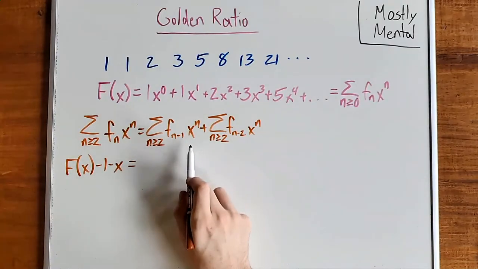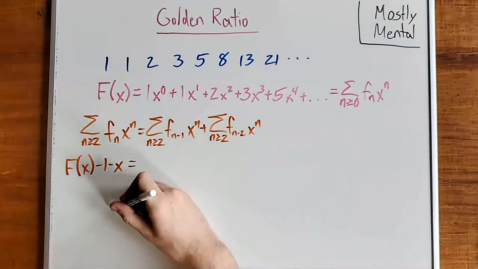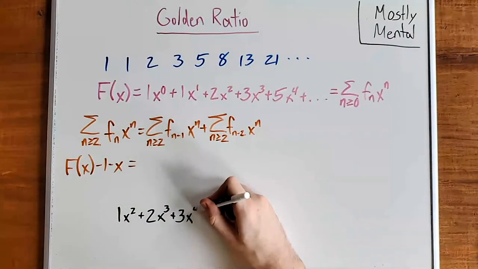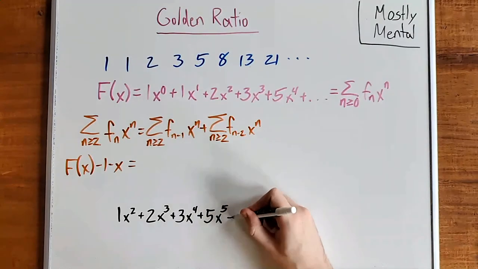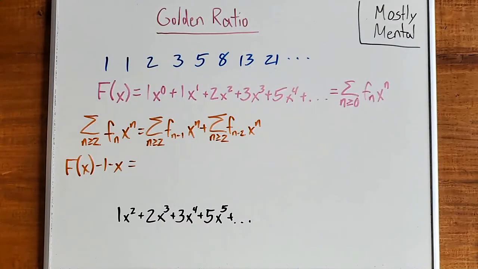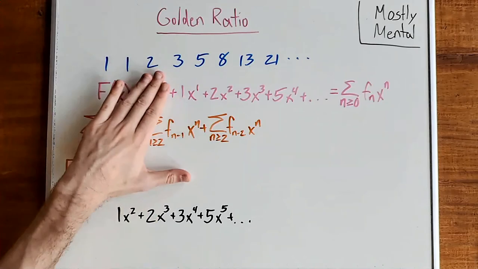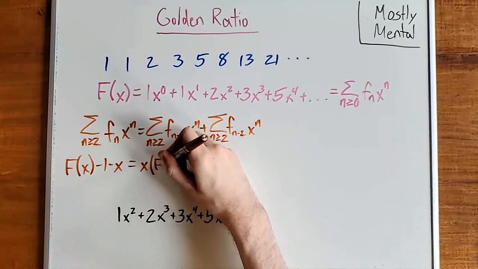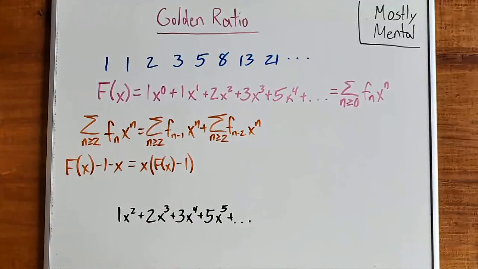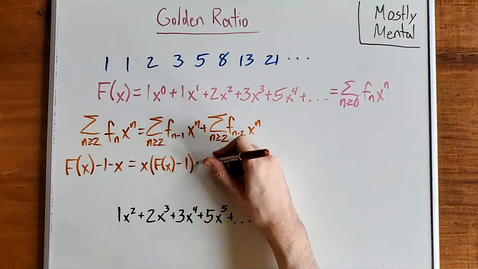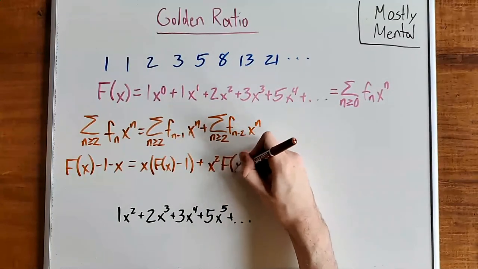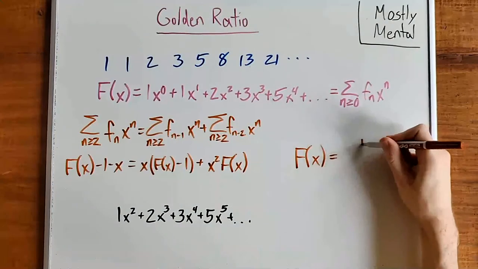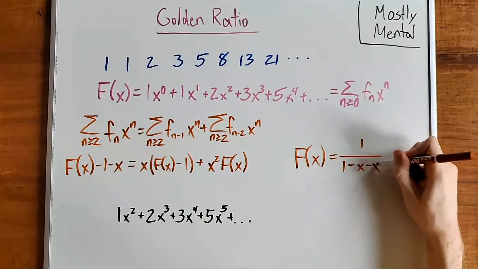And the second term is also pretty familiar. To see it, let's expand out to get 1x squared plus 2x cubed plus 3x to the 4th plus 5x to the 5th, and so on. And that's pretty much just f, but with this first term removed and multiplied by x. So it's x times f of x minus 1. And by the same logic, this last term here is going to be x squared times f of x. Solving, we get f of x equals 1 over 1 minus x squared.